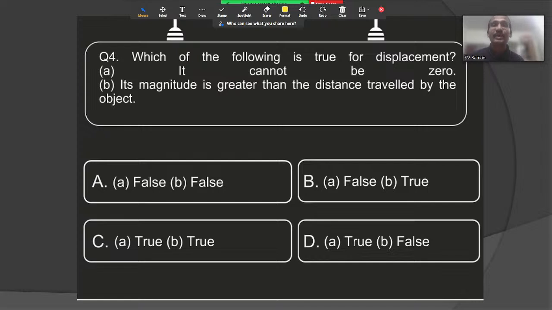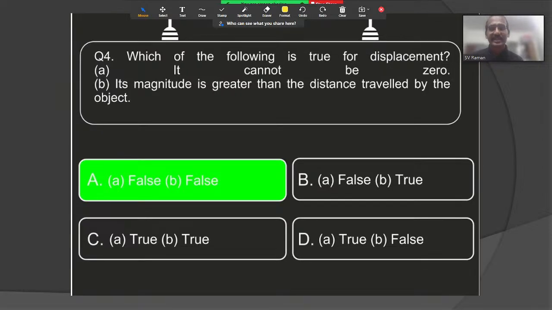Its magnitude is greater than the distance traveled by an object. Distance is greater or displacement is more value? Generally distance is more value. Displacement is not a more value. Again it's wrong. So both are false, which is right option is A. Let's check. Yes, exactly. Right option is A.